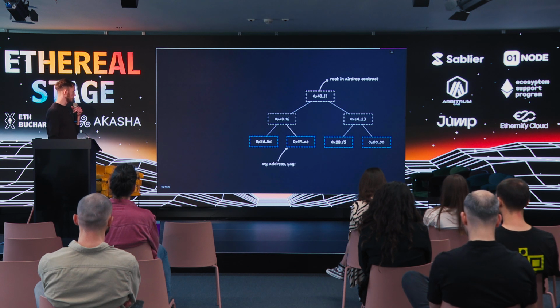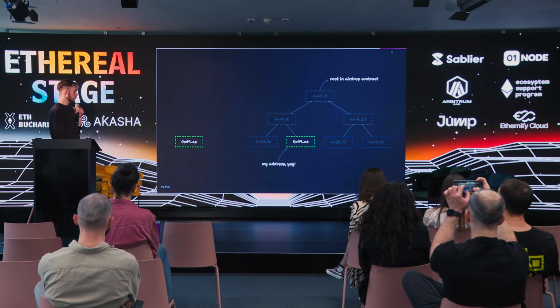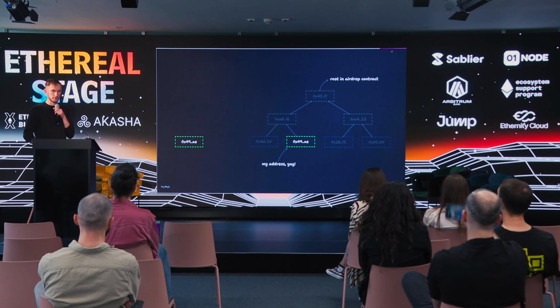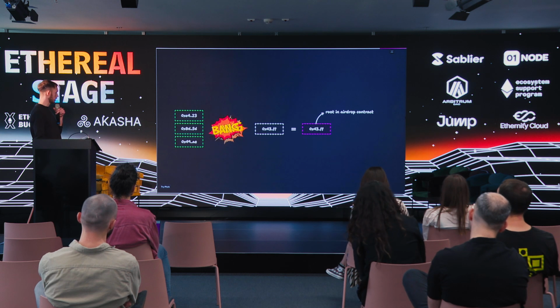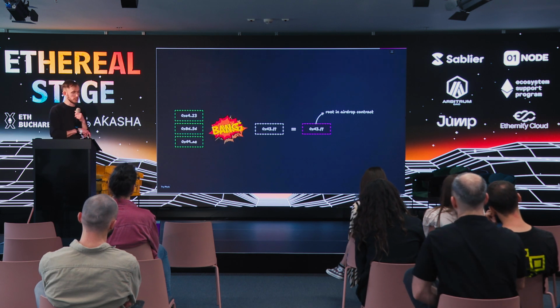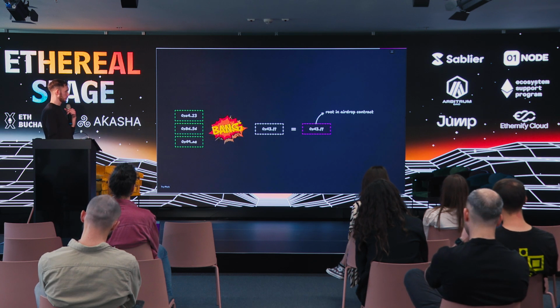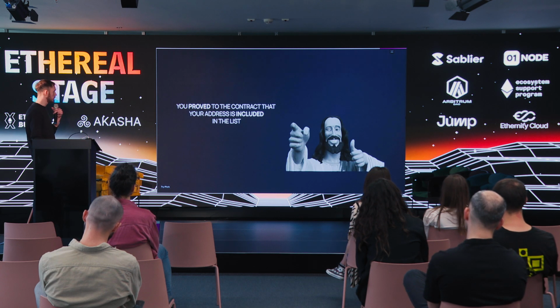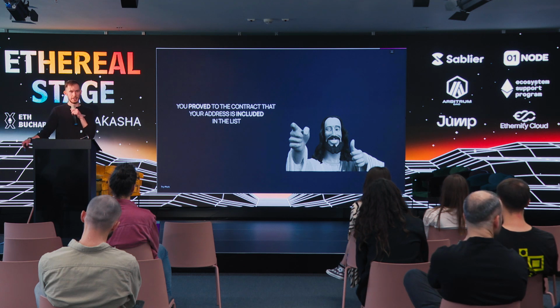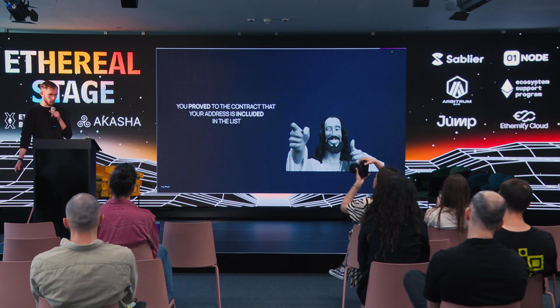And then if you want to claim your tokens, you create a proof by selecting specific nodes from the tree in such a way that a smart contract can receive these hashes, recompute the root of the tree, and compare it with the root that was stored in the smart contract. And if they match, boom, you prove to the contract that your address is actually included in the list. That's why it's called the inclusion proof.